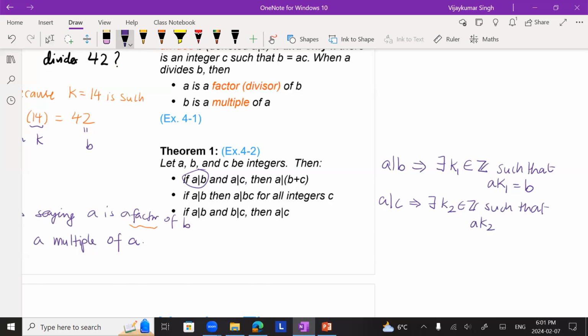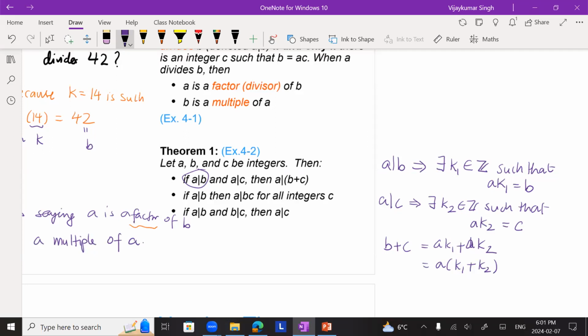AK2 equals C. Now we want to make a statement about B plus C. So let's check what B plus C is. In that case, B plus C is AK1 plus AK2. Take A common, we get A times (K1 plus K2).